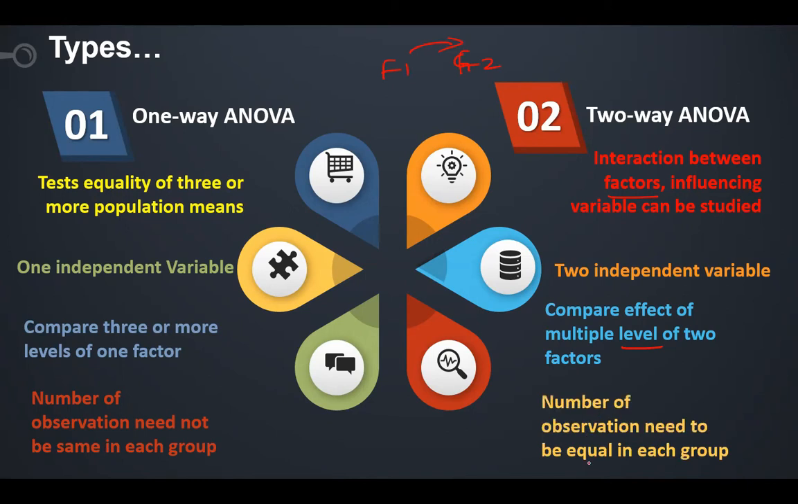The number of observations needs to be equal. That's the criterion you have to maintain here. In one-way ANOVA it need not be equal. Here, it should be equal. In one-way ANOVA you can also have equal numbers, but it is not mandatory.